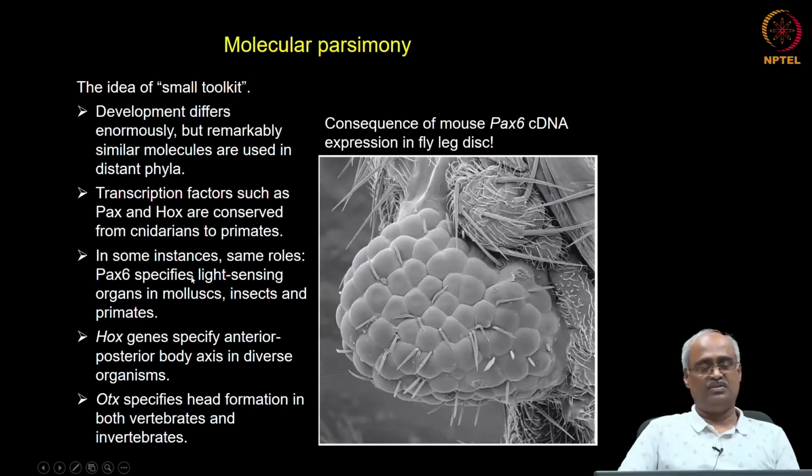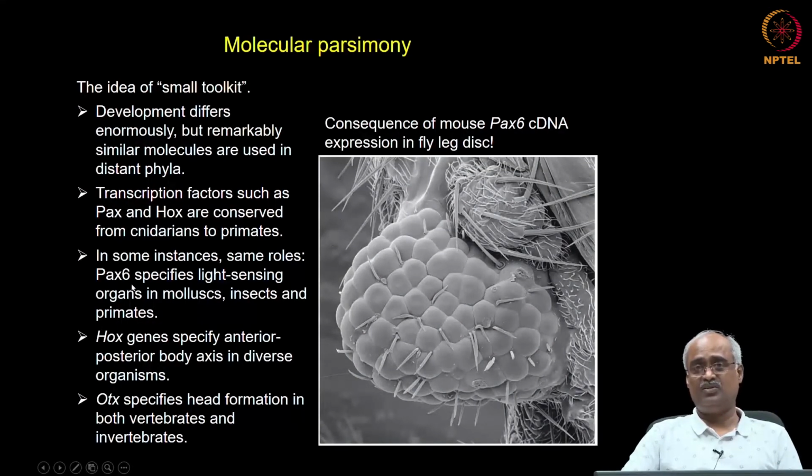In some instance, one example is right here. PAX6 specifies light sensing organs in mollusks, okay, like shells, clams and so on, like the octopus. So, they all are the mollusks, and some of them have very rudimentary eyes and some have, like for example, octopus has a lensed eye like us. So, there again PAX6 does that eye development job, and it does the same in us, okay, and in insects. So that's a use of PAX6 over a period of about 700 million years for doing the same job.